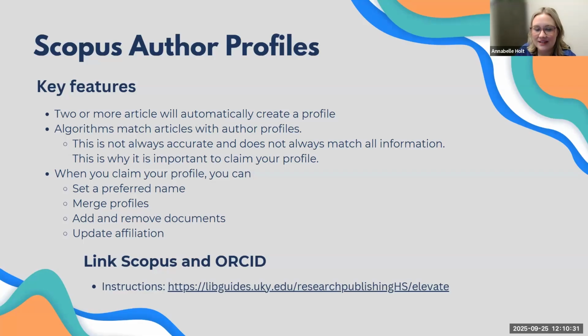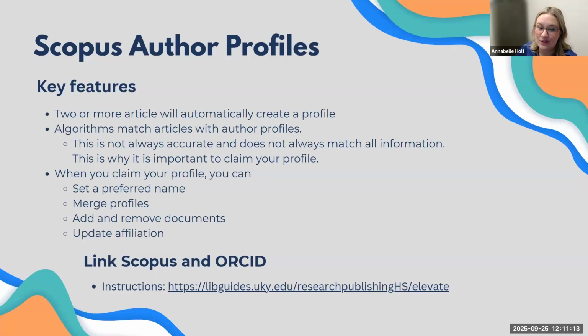Another important feature of this author ID is the ability to distinguish between researchers. It will automatically create a profile when 2 or more articles have been indexed. But again, when multiple researchers share similar names, it tries to use data like your institutional affiliation, your subject area, or even your co-author information to group these publications correctly. But again, because this process is automated, sometimes errors can occur. So you may find that your publications could be split across different profiles. They could be attributed to the wrong people.